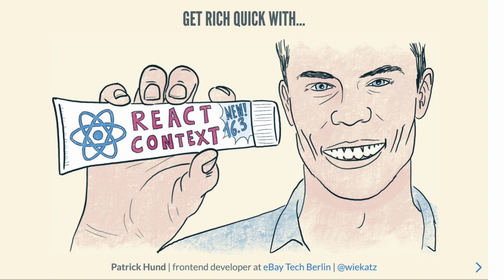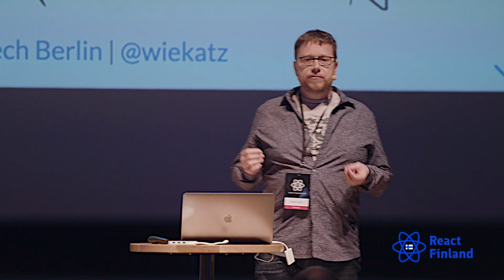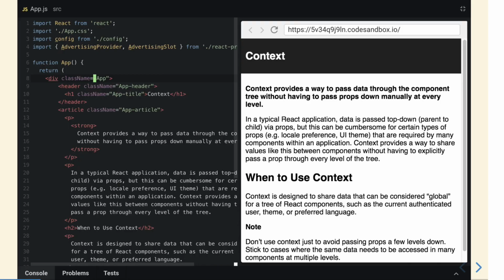I'm going to talk to you about how to get rich quick using React Context. React Context has been totally revamped in the latest version of React 16.3, and there are many use cases for it. I found one use case for myself where I was able to solve a problem that I had rather elegantly. That problem was to get rich, because eBay, big company, they need to make a lot of money. How do you make a lot of money? Well, you put some advertising on your page, of course.